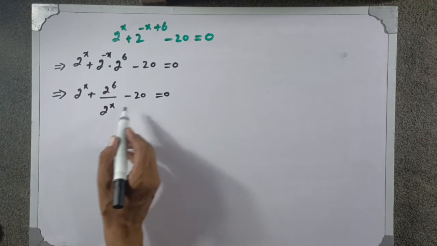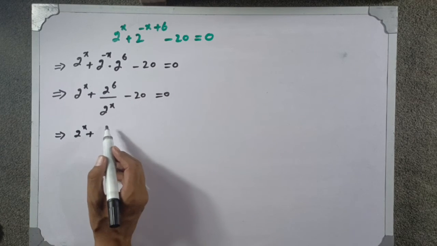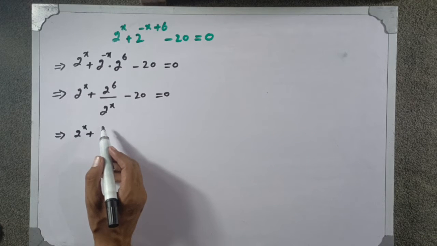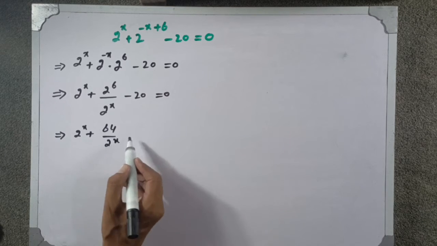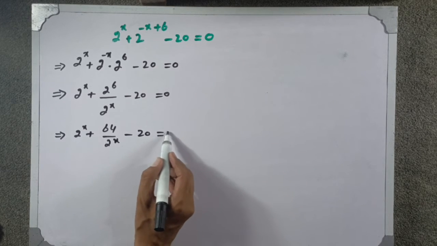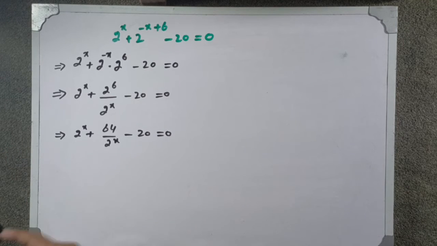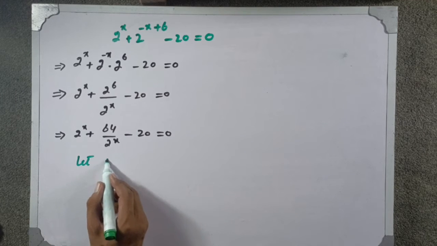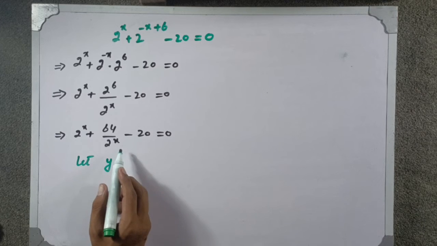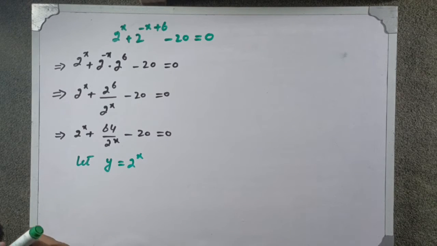Now this can also be written as 2 raised to power x plus 2 raised to power 6, which is equal to 64 divided by 2 raised to power x, minus 20 is equal to 0. Now, the method to solve this type of equation is to consider 2 raised to power x is equal to y.